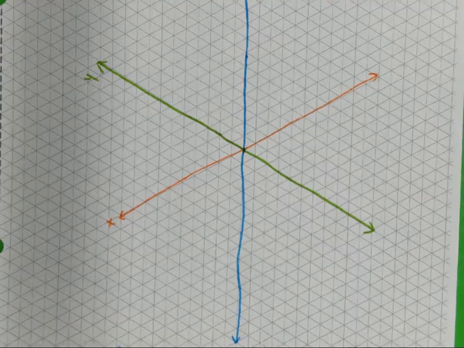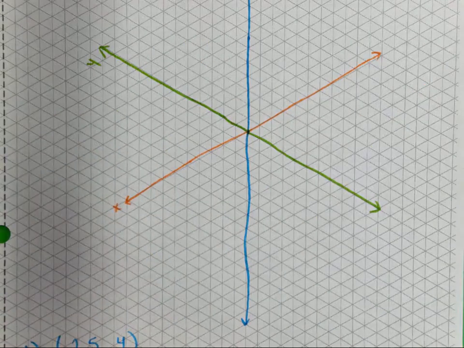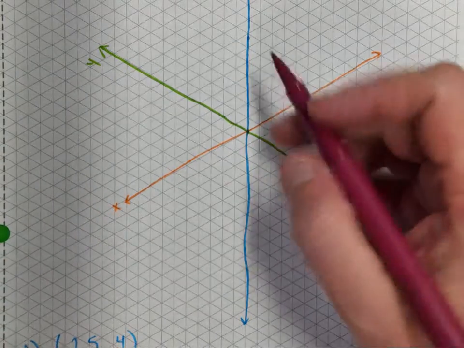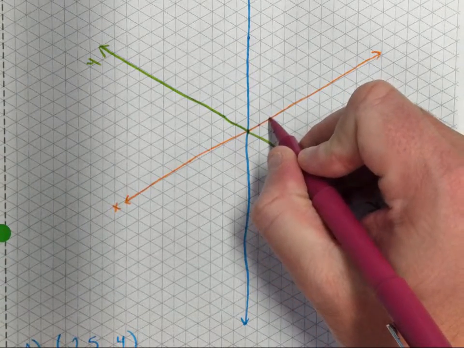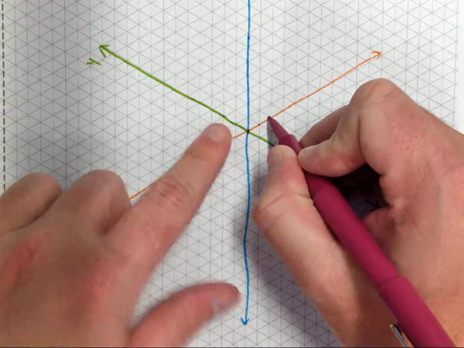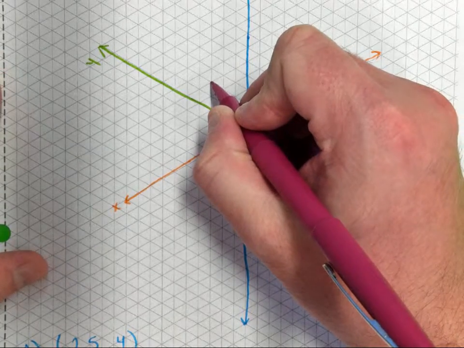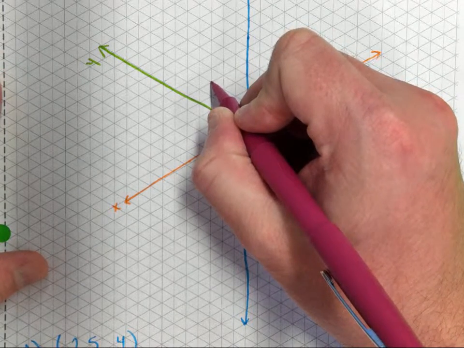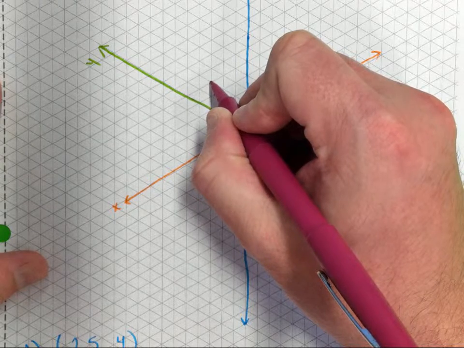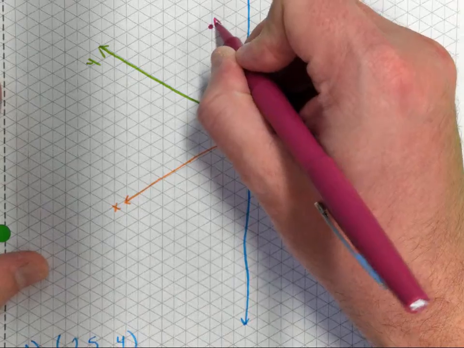So, if I'm going to plot, you start at the origin, okay? So, I'm going on my x-axis to the right to, watch this, 1, 2. Then, I'm going to go on my y-axis up 5, 1, 2, 3, 4, 5. So, I'm right there. And now I need to move up on my Z how much? 4. 1, 2, 3, 4. So there's my point A.